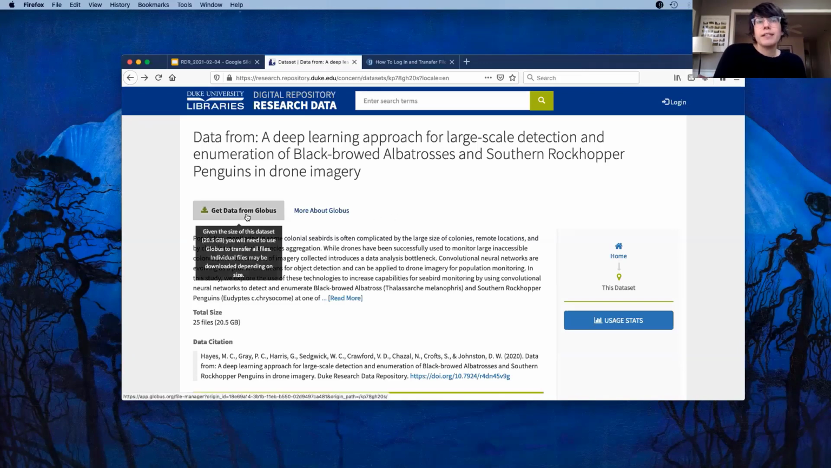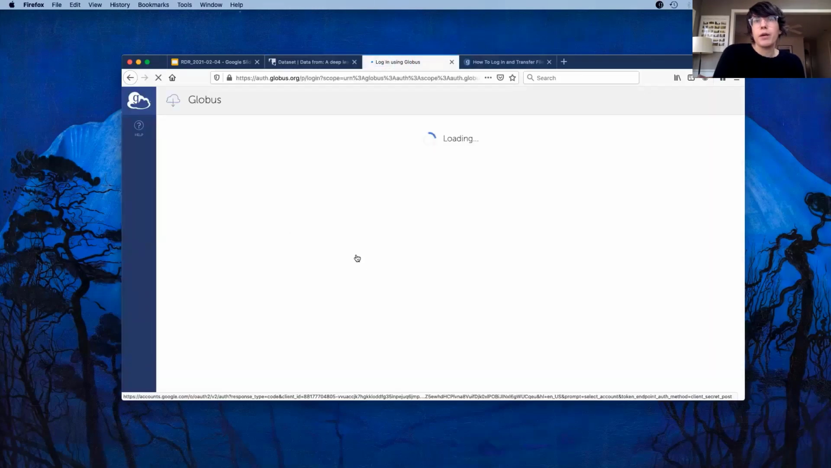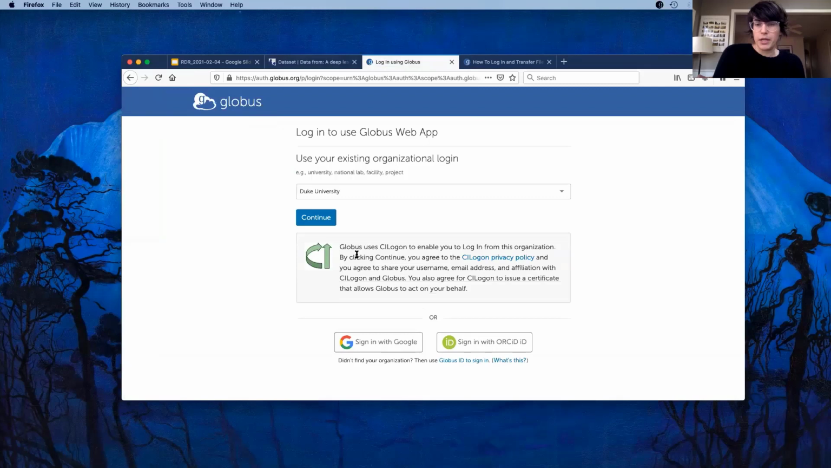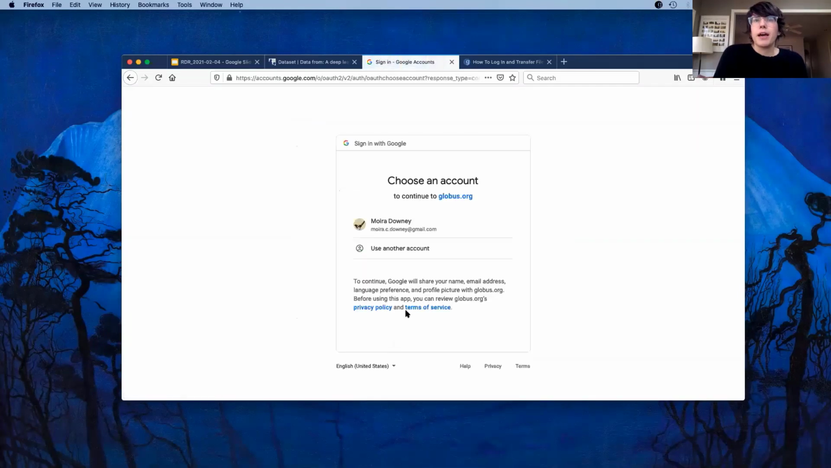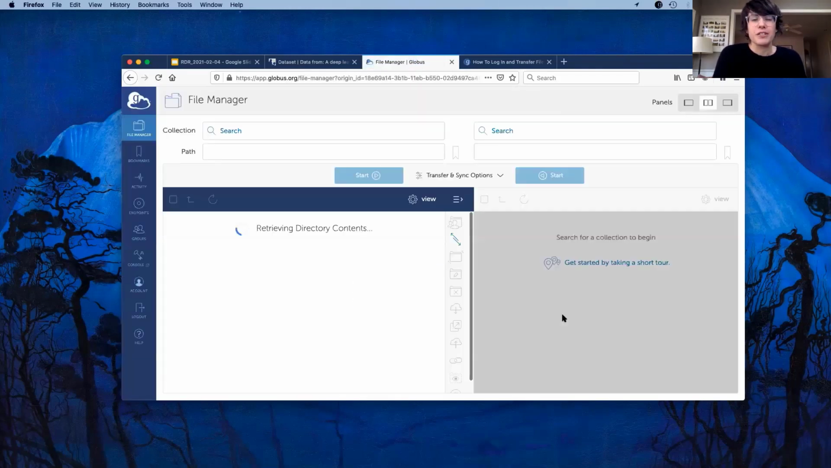So if I click on this Get Data from Globus, it'll take me to this Globus web app login screen. Here I can either authenticate using Shibboleth through Duke, so I would just select Duke from the dropdown and continue, or I can sign in using a Google ID or an ORCID ID. In this case, I'm going to sign in with Google because I have administrator privileges through Shibboleth, and that's not great for demonstrations.